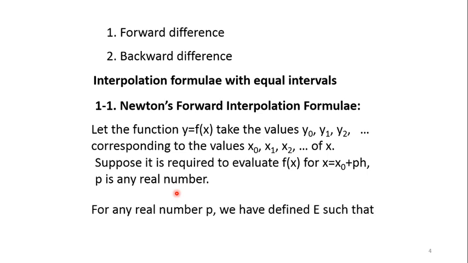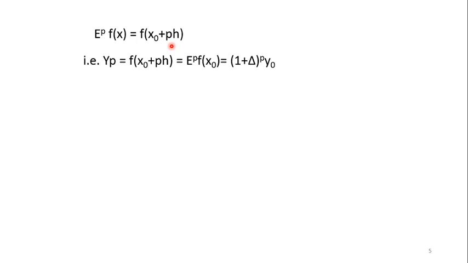For any real number p, we have defined E such that E raised to p of f(x) equals f(x0 plus ph), by the definition of the shifting operator. Or we can say the value y_p equals f(x0 plus ph). This can be written as E raised to p of f(x0). So what is the relation between them? It is (1 plus delta) raised to p, because the relation between the shifting operator and the forward difference is 1 plus delta equal to E.